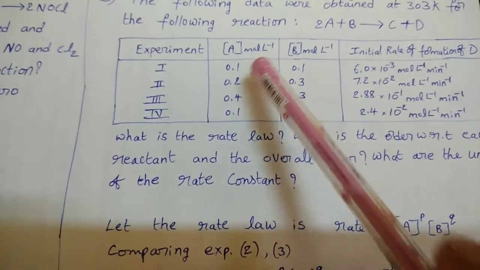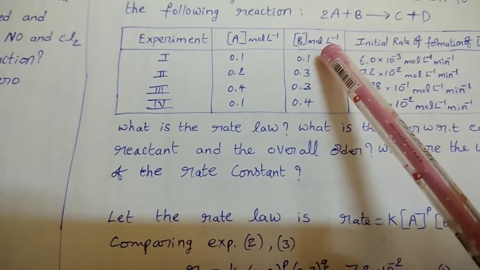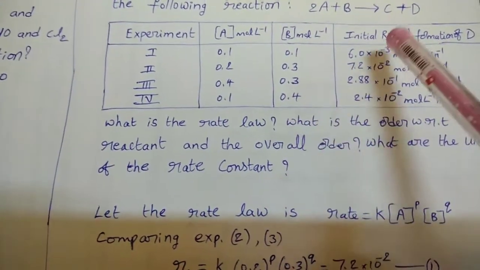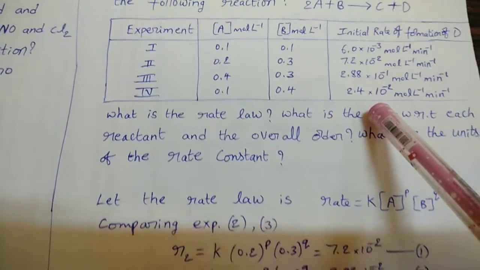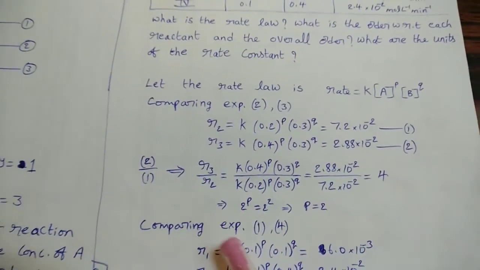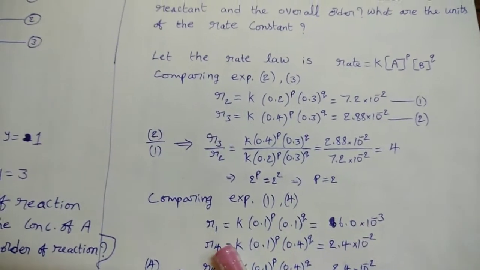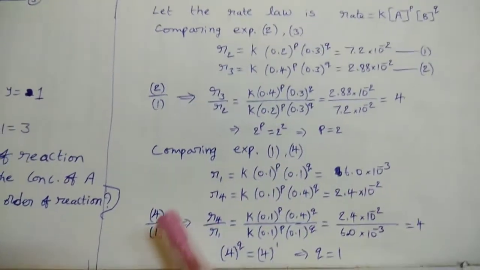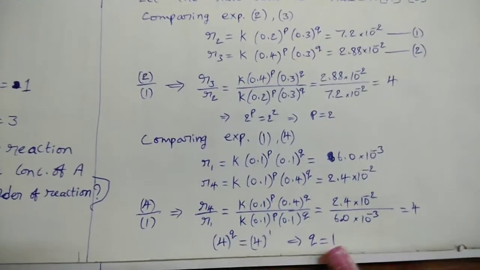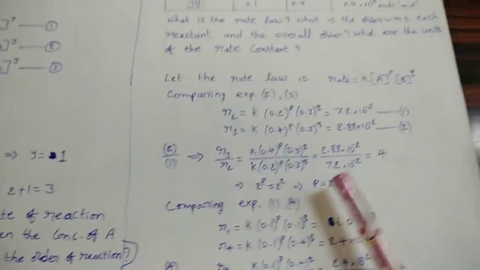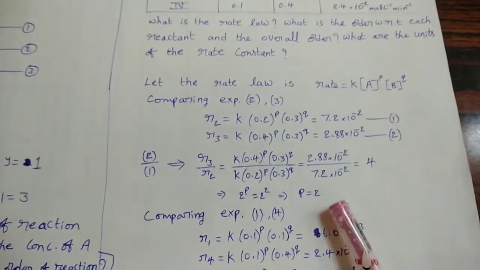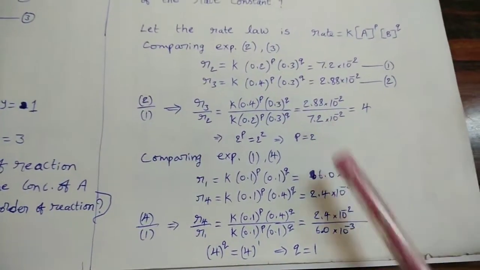Okay. Now experiments 1 and 4, observe this 1 and 4. Concentration of reactant A is kept constant and concentration of reactant B is increased by 4 times. Then the rate of formation also increased by 4 times. For R1 we wrote the rate equation, and for experiment 4 we wrote the rate equation. Now if we do 4 by 1, we can get Q equal to 1. Okay, so for reactant A the order is 2, for reactant B the order is 1, and the overall order is 2 plus 1 equal to 3.